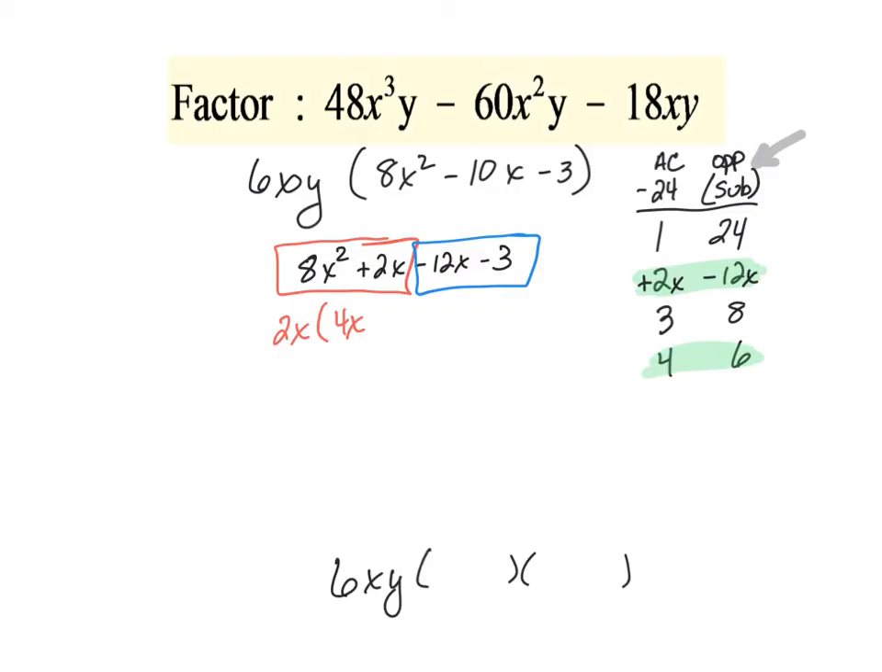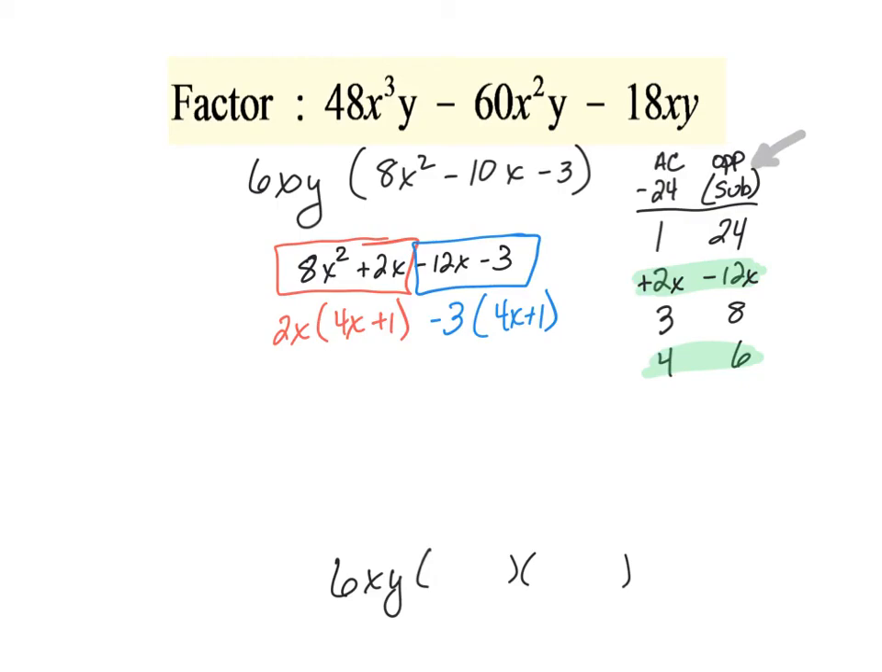All right, so what is 2x divided by 2x? That's plus 1. So if that one's 4x plus 1, this one has to be 4x plus 1 also. So what do I have to factor out of negative 12 and negative 3 to make a 4 and a 1? Well, that would be negative 3.